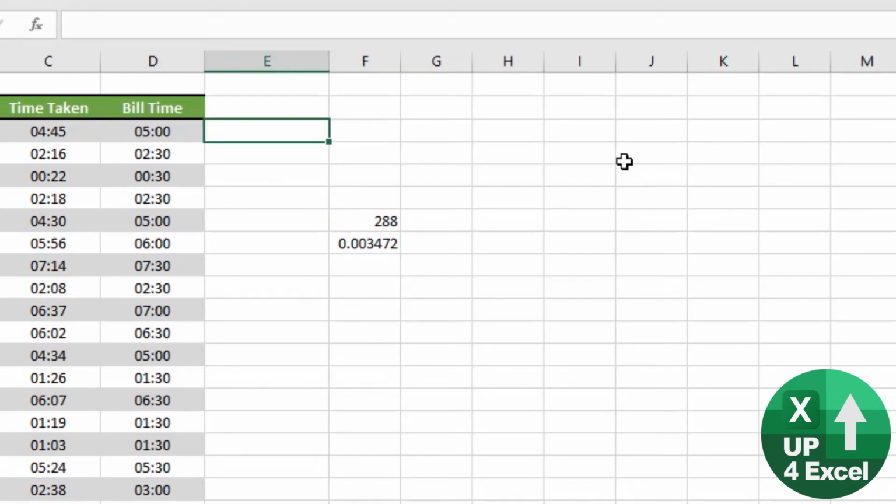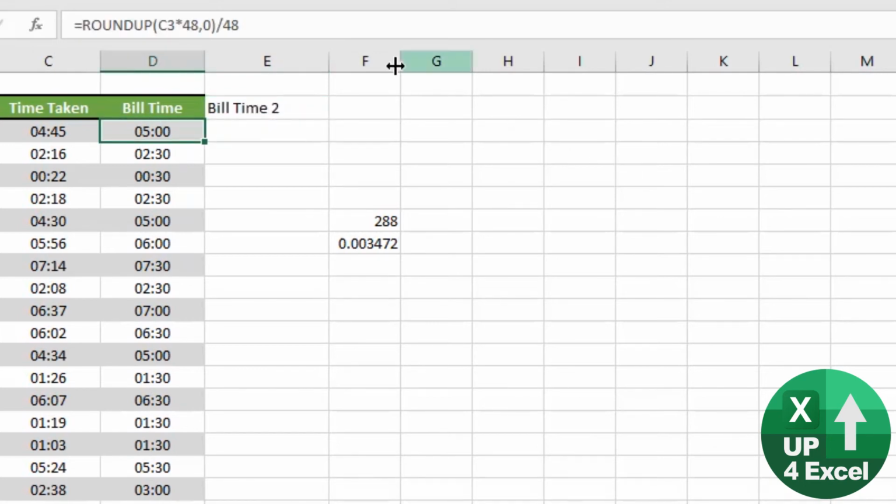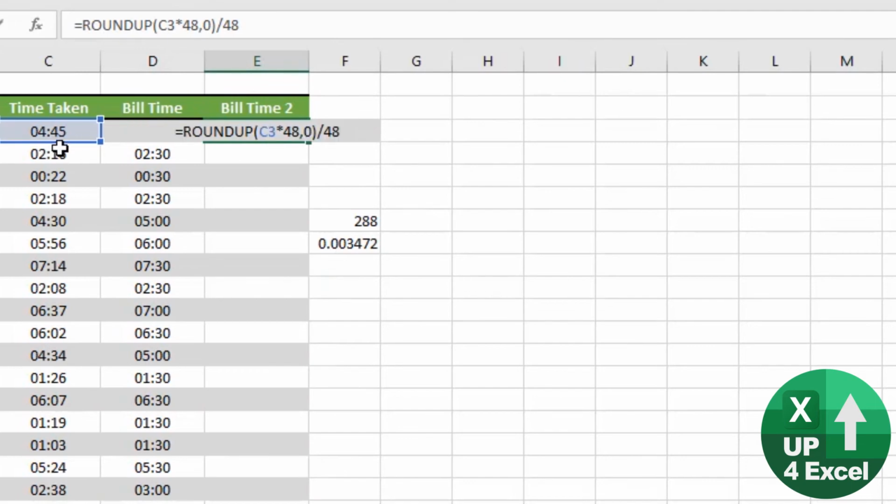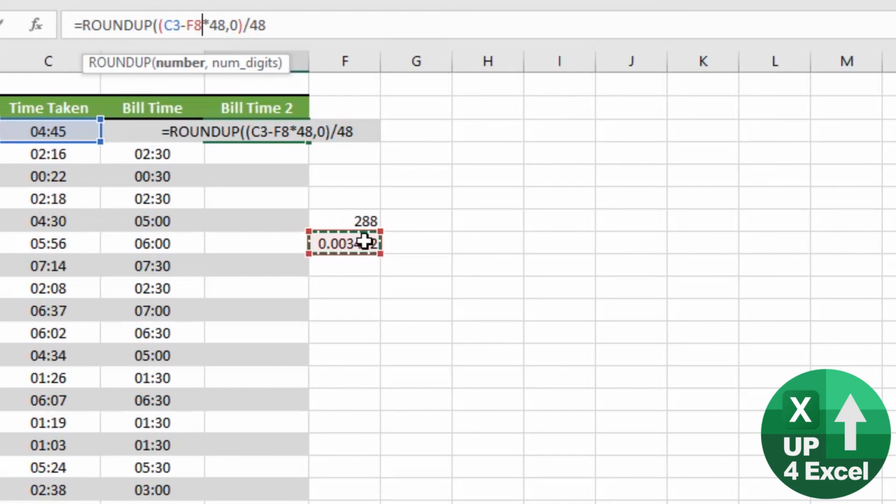Using that number, before we apply our bill time formula, so bill time 2 I'm going to call this, take this same formula, put it in there, and we will use the format painter there. But instead of applying it to that particular number there, we first of all deduct this tolerance that we've factored in. I'm just going to push F4 there so that we're always picking up that same number on the formula.